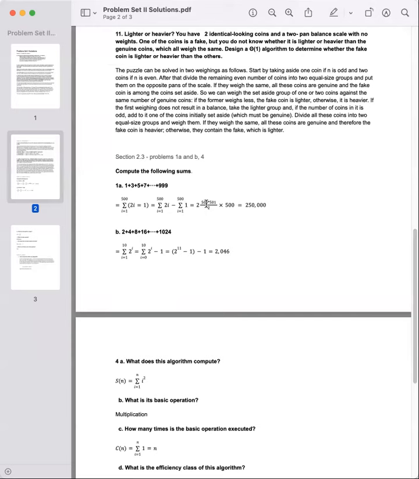The sum of I is whatever the value here is, 500 times 501. So n times n plus 1 over 2. Pull the 2 out. Okay. Times the sum of 500 ones, which is 500. Okay, when you do all that, you get 250,000.